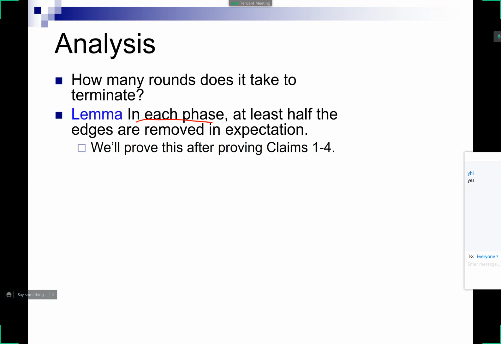And if this is true, then you expect that after about log n phases, the entire algorithm terminates, right? Log of the number of edges phases. So let's say m is the number of edges. Then after log m phases, you expect the entire algorithm to terminate, because each time you take out half the edges, so if you do this log m times, you basically take out all of the edges. And when that happens, the algorithm, of course, terminates. So the main thing is to show that we take out about half the edges in expectation in each phase. And to do this, we're going to prove several claims.